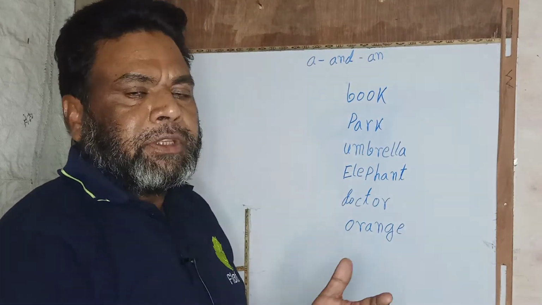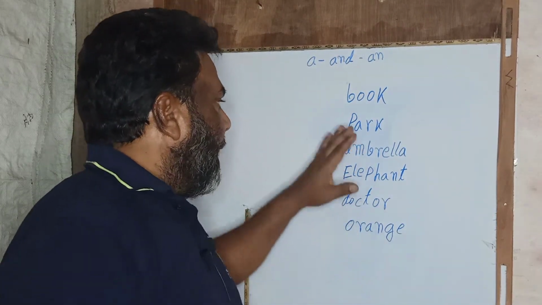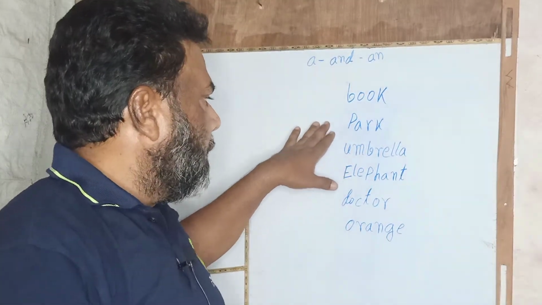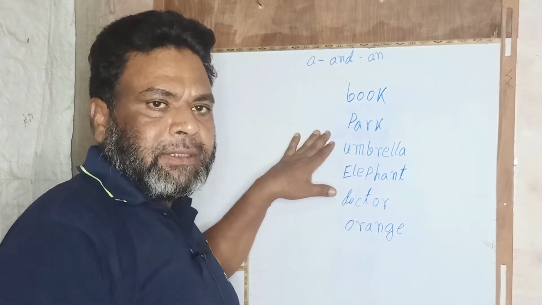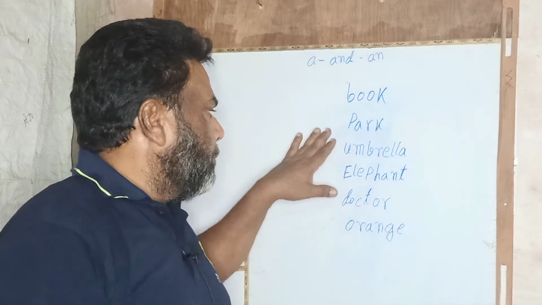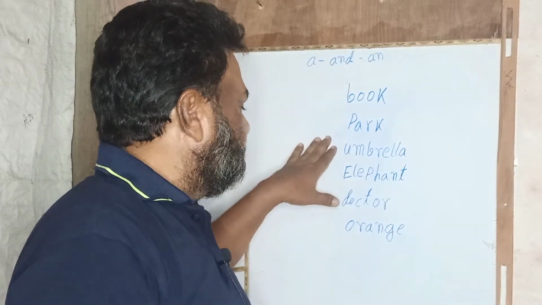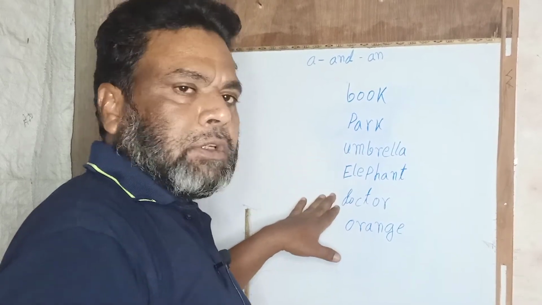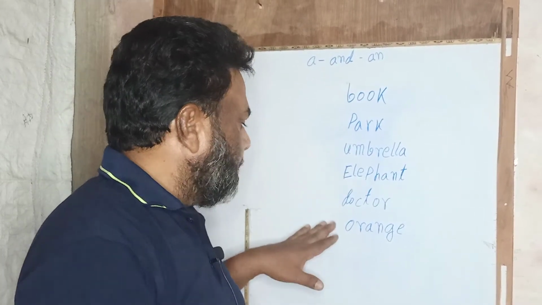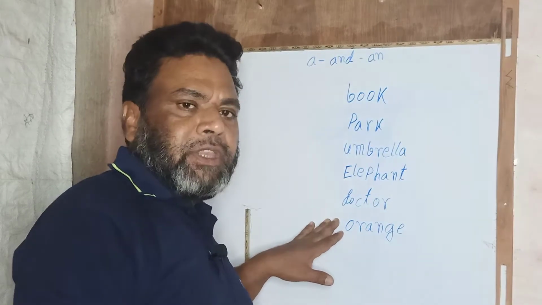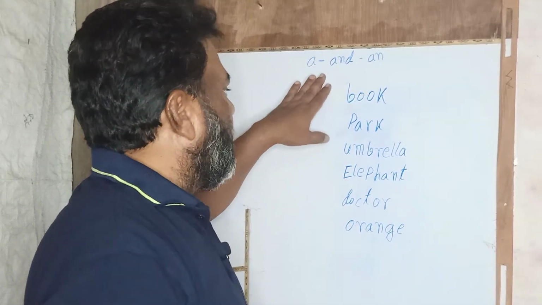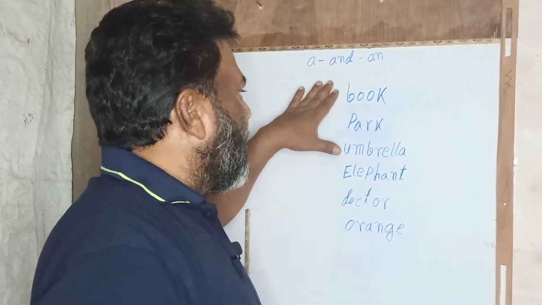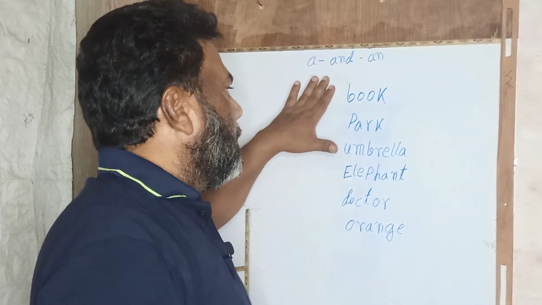Book is a thing we read, and park is a place we go to. Umbrella is a thing we use when it rains. And elephant is an animal. Doctor is a person. And orange is also a thing we eat. So together we decide what to use in front of each noun.